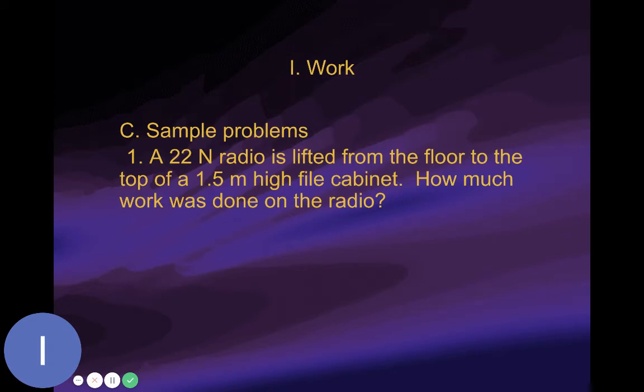Okay, and then it says it's lifted to a height of 1.5 meters, which would be our distance. And so then how much work is done? Well, we're simply going to take this number, 22 newtons, times 1.5 meters, which is the distance, because we know that work is force times distance. So this is our force, this is our distance. So we're just going to simply multiply those two together. So we take 22 newtons times 1.5 meters. That would give us 33 Newton meters, which we know is the same thing as 33 joules.